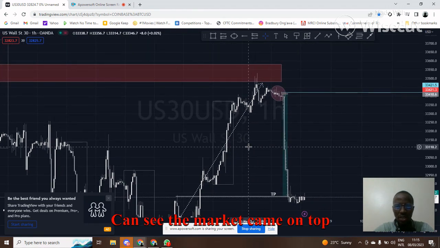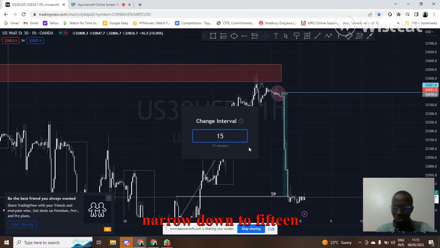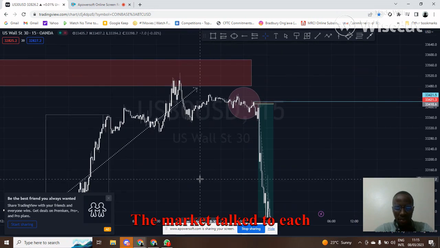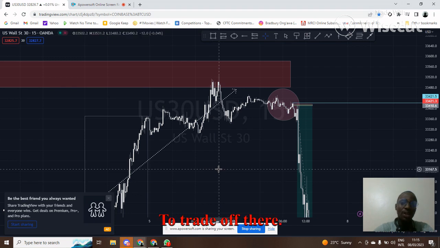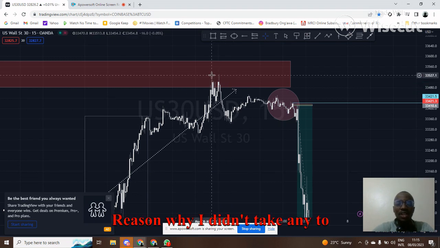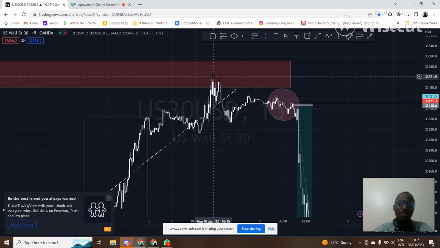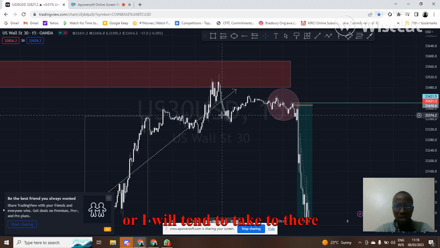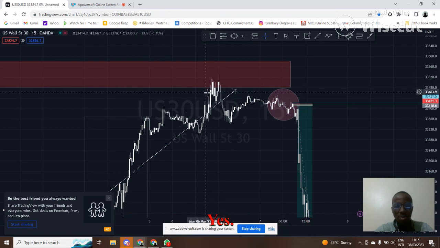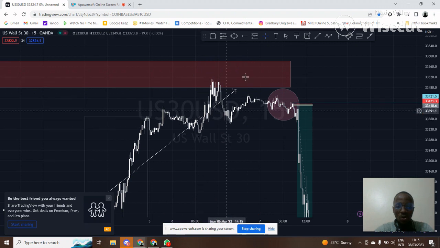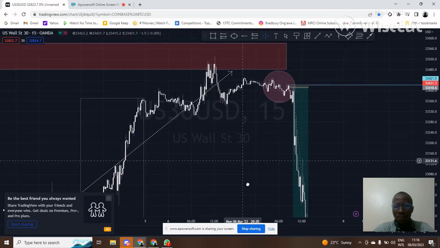You can see the market came and tapped to it, narrowed down to 15 minutes. The market tapped to it on a Monday at around 10 to 12 there. Reason why I didn't take any trade here, I tend to take my trades on Tuesdays or Wednesdays. So this one, it taps to my point of interest, yes, but the timing was not as per my strategy. So I didn't take any trade there.